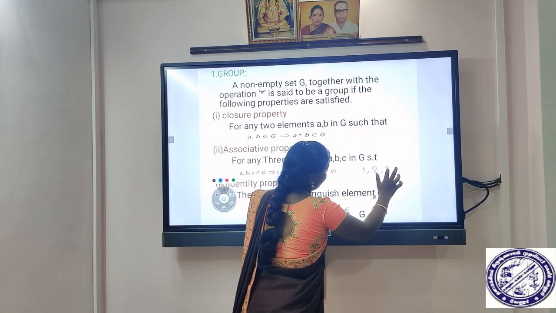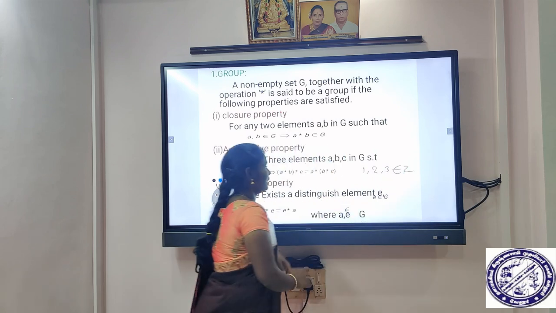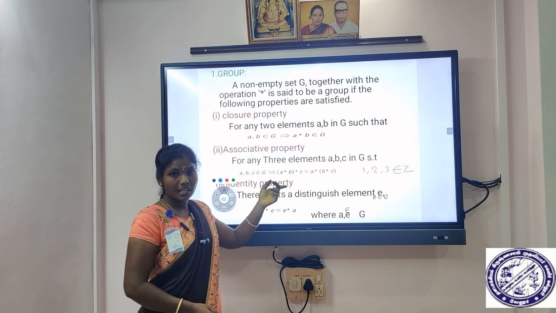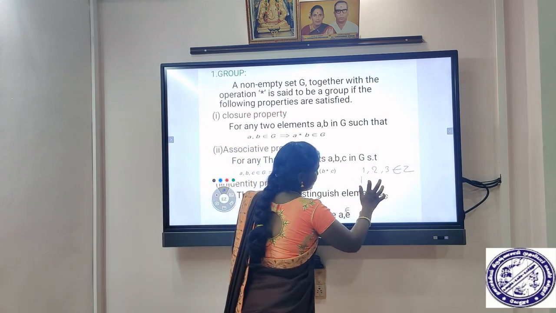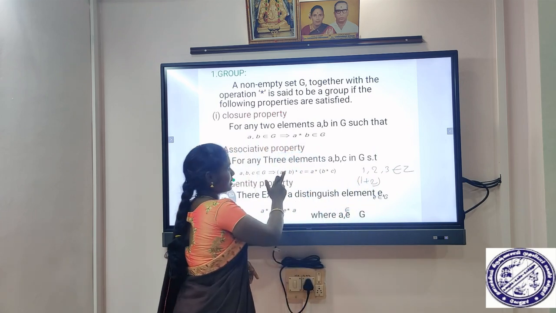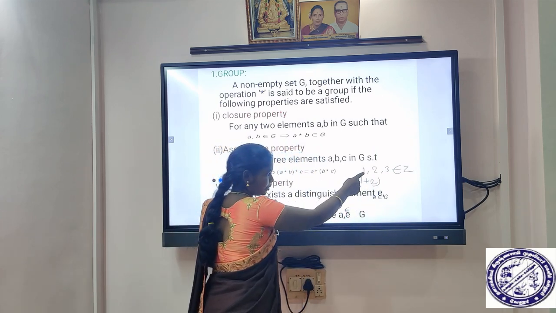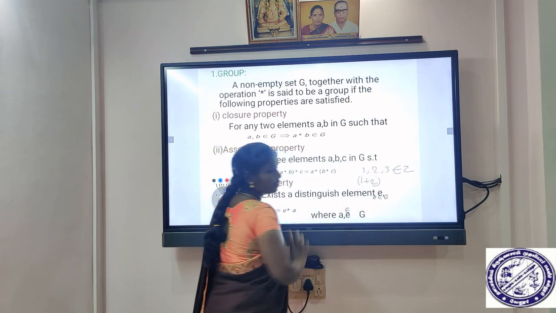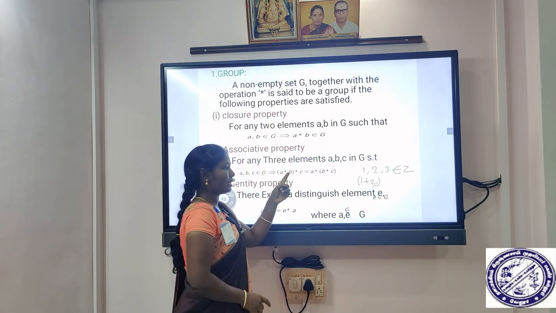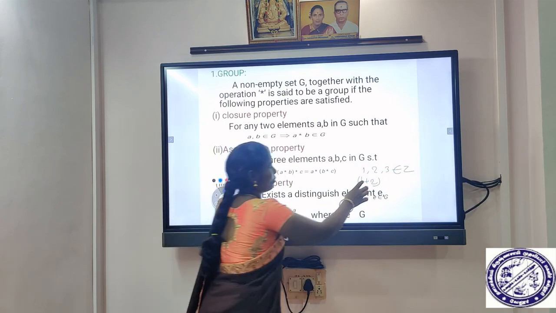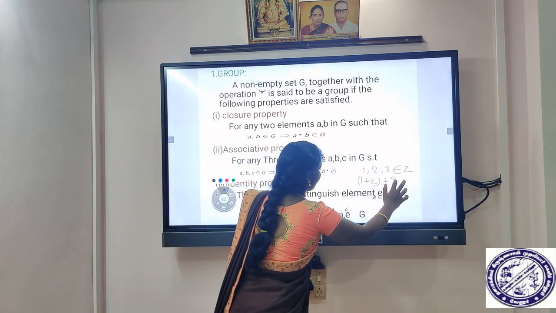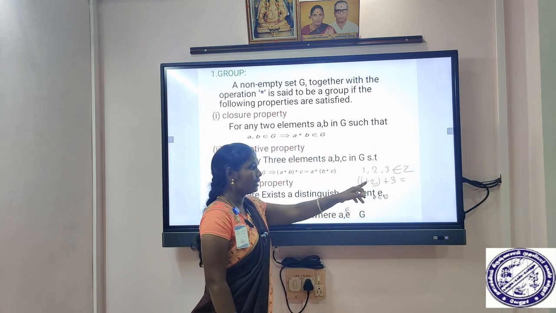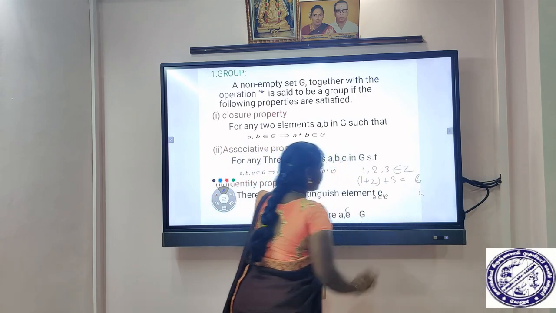1, 2, 3 belongs to Z. The condition is A star B, where star is the binary operation. Here the operation is addition. So the condition is A star B. A value is equal to 1, B value is equal to 2, C value is equal to 3. Star is the plus. So 1 plus 2 equal to 3. Then 3 plus 3 equal to 6.